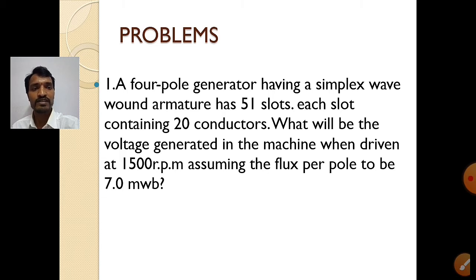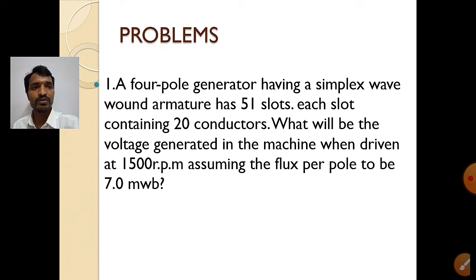It is also said to be a simplex wave wound armature. For wave winding the number of parallel paths will be 2, so A is equal to 2. The armature has 51 slots and each slot contains 20 conductors. So Z is equal to number of slots into number of conductors, that is 51 into 20. He asked what will be the voltage generated, that is, what will be the EMF induced. Eg is equal to how much?